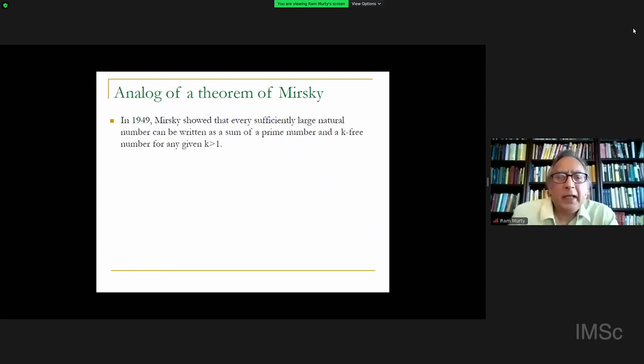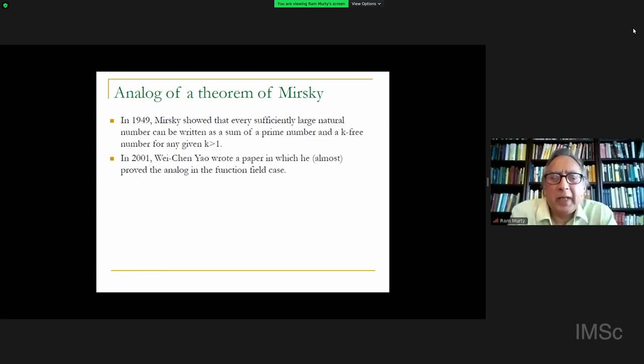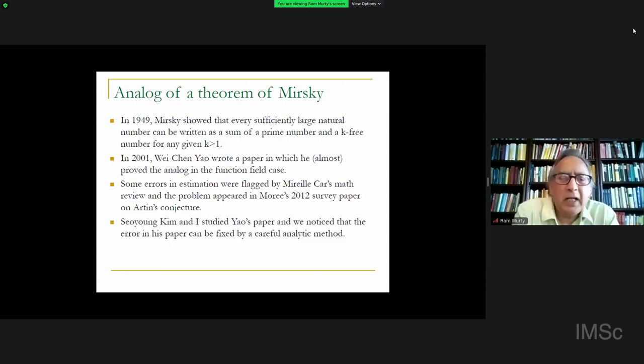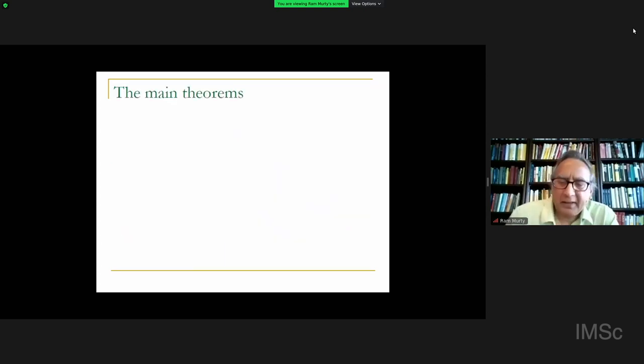And in 2001, Wei Chen Yao looked at the function field version of this and wrote a paper in which he almost proved the analog in the function field case. Some errors in estimation were flagged by a Mathematical Reviews reviewer, and the problem appeared in Murty's 2012 survey paper on Artin's conjecture. And that's how I ended up noticing the problem. Shuang Kim and I studied Yao's paper, and we noticed that the error in his paper can be fixed by a careful analytic method. So how do you correct it?